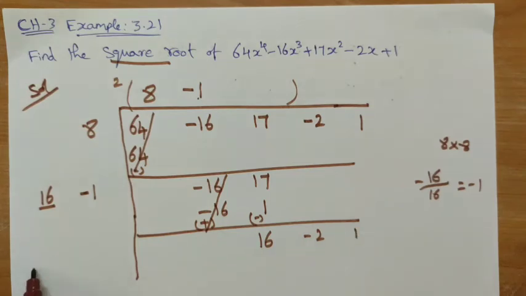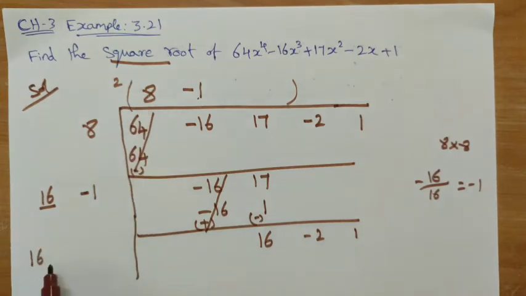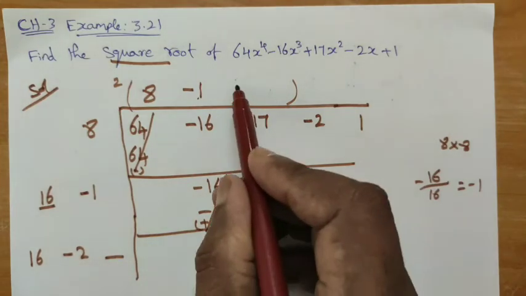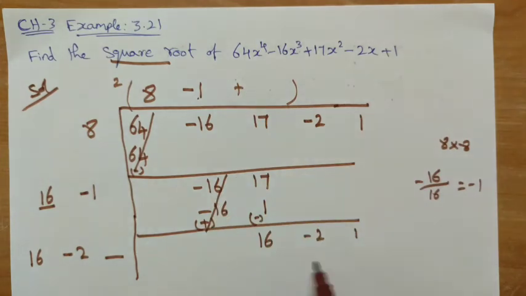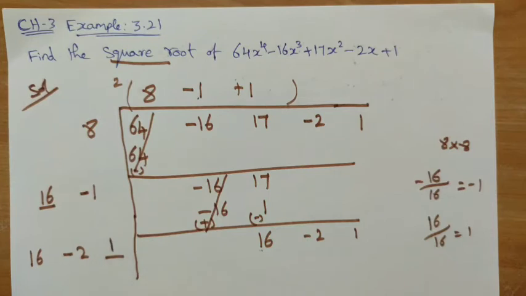Next here we have three terms, right? 2 into 8 is 16. Minus 2 into 1 is minus 2. Here we are going to write one term, right? Here we have a positive value, so we put the plus symbol first. Now take the first term here, 16, and divide by 16. 16 divided by 16 is equal to 1, right? Put 1 here and also 1 here.